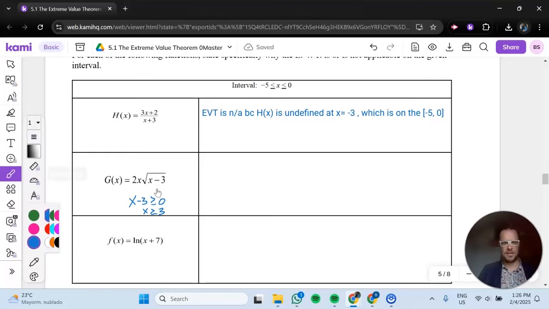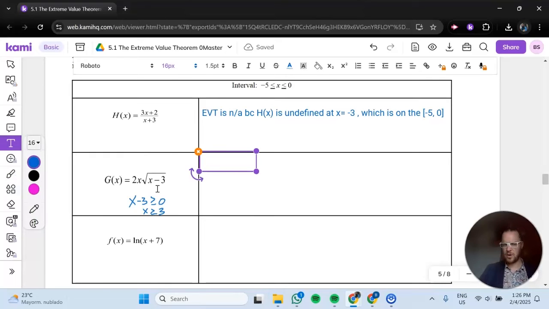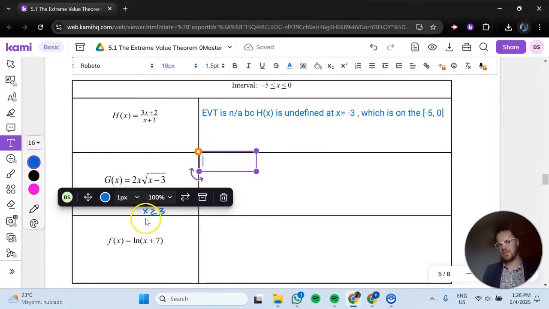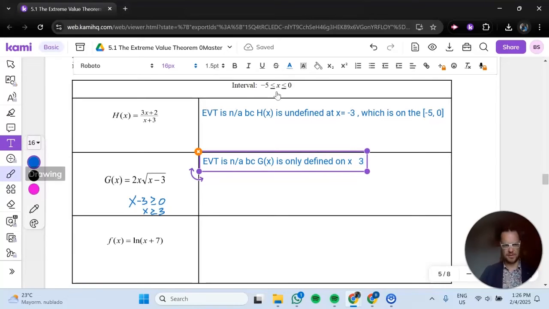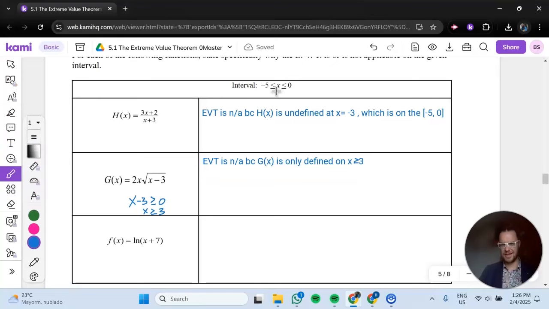And so if I look at that, the issue there is going to be quite similar in the sense that if x needs to be bigger than 3, well, here it's not. It's less than 3. So again, we're going to say EVT is not applicable because g of x is only defined on x greater than or equal to 3.